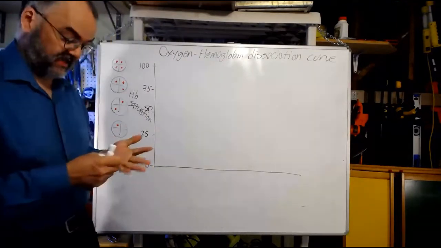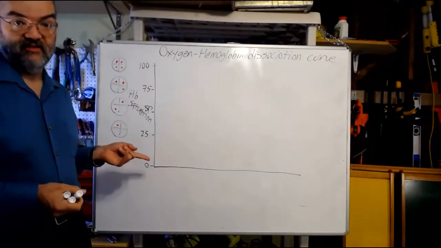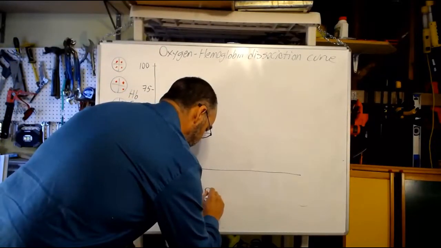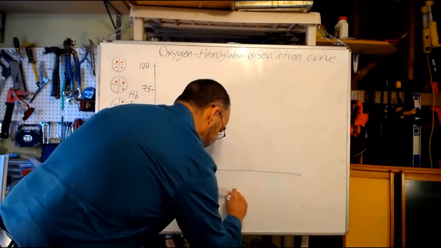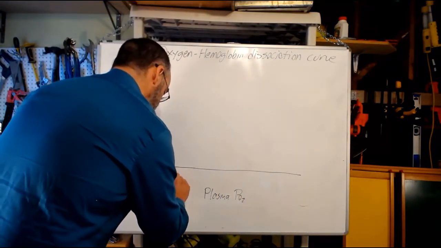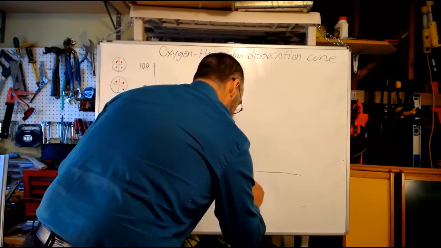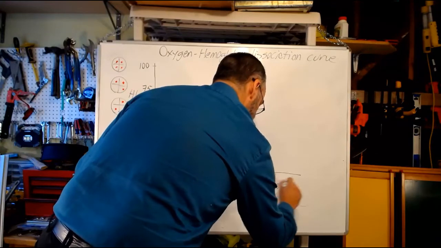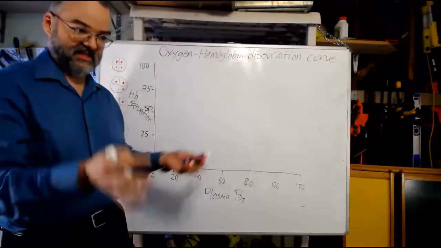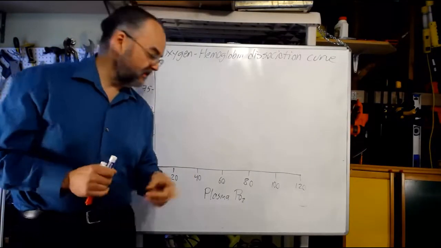And by the way, when you take a pulse oximeter reading and you read hemoglobin saturation, this is what you're reading. So, down here on this axis, we're going to have the plasma PO2. And that's going to range from 0. I'm going to have it go up to 120, although there's technically no upper limit. You could keep stuffing oxygen in the plasma if you have enough high pressure oxygen outside of it.